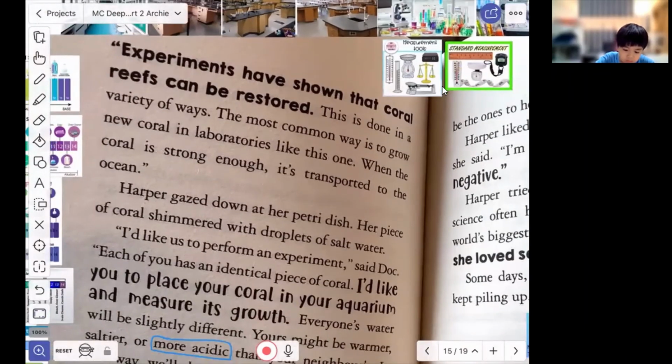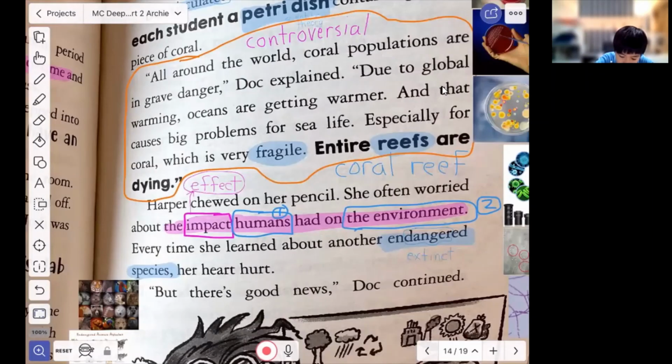So we're going to be stopping here. How do you think the kids in the class feel when they are listening to the teacher talk about how entire coral reefs are dying? Do you think this makes them happy or not happy? Sad. Yeah, sad.